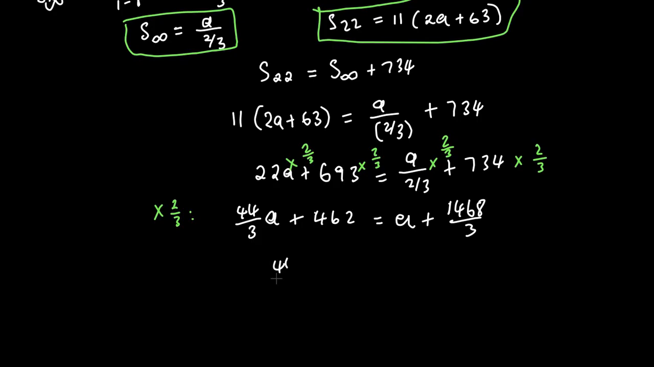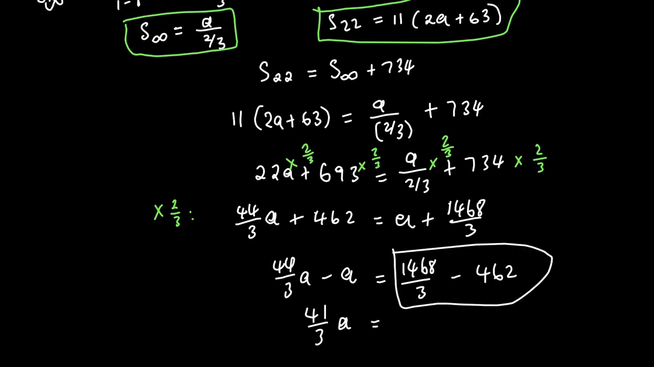Then for me it's just a matter of solving for a. You can now say 44 over 3a minus the a, meaning I took the a to that side. Then you can say the 1468 over 3 minus the 462. So guys, remember a and a are like terms. We just deal with the numbers. What is 44 over 3 minus 1? I think that should be 41 over 3. Then what about this side? We get 82 over 3.